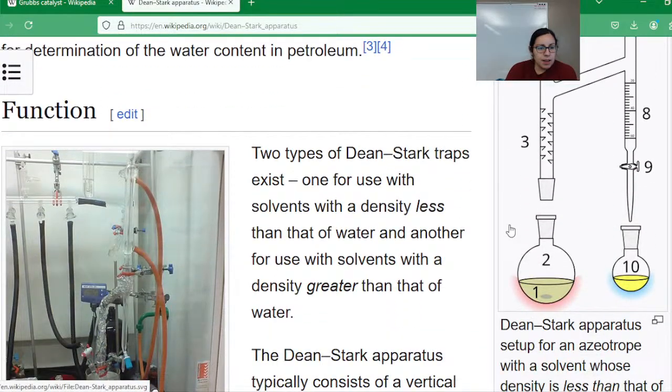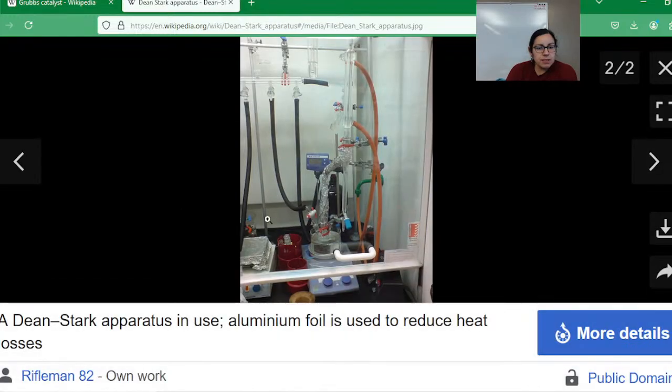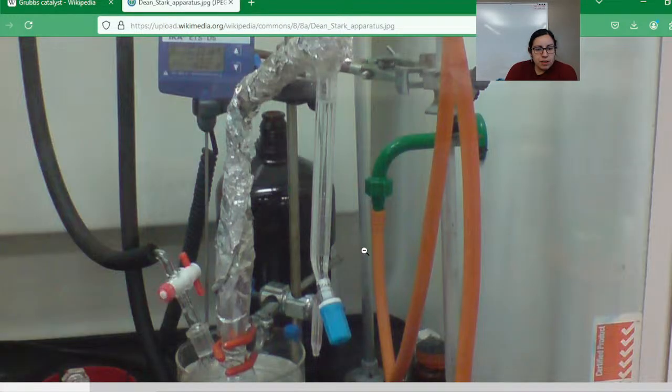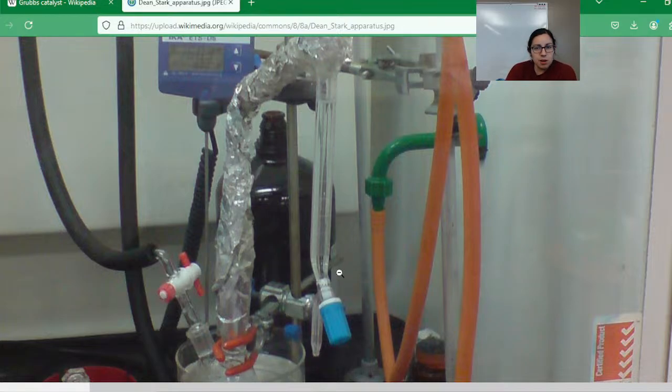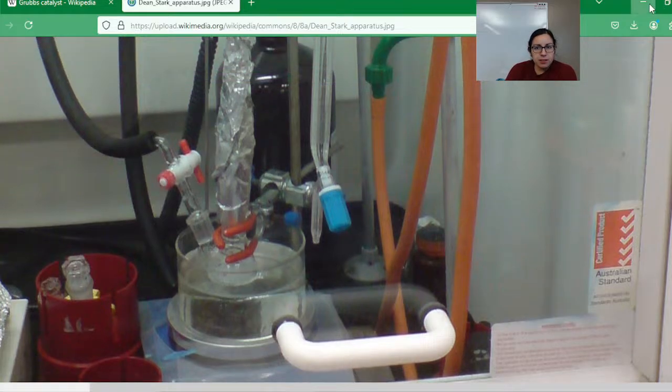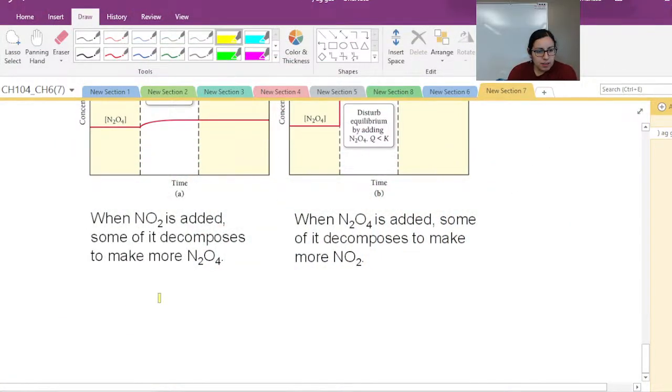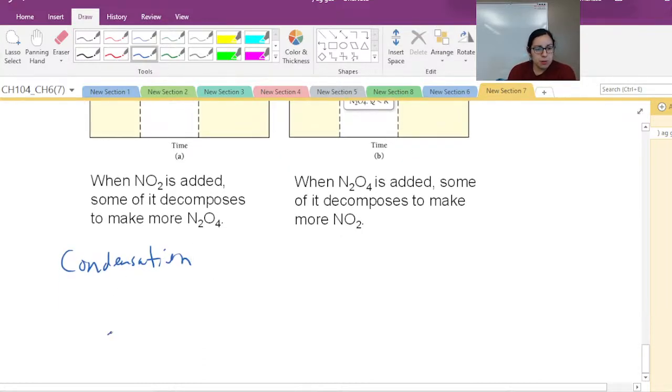And so this is a Dean Stark apparatus. This is used when you have a condensation reaction. The really basic idea of a condensation reaction is that you put two things together, so A plus B, but then water is formed plus whatever product, your desired product.